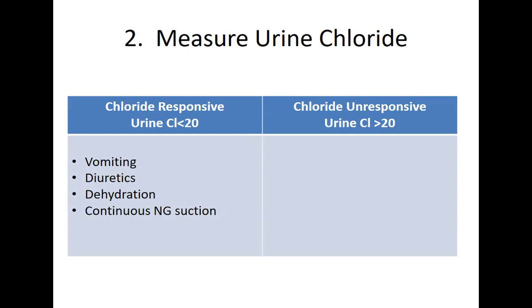There's chloride responsive and chloride unresponsive metabolic alkalosis. The chloride responsive is what you're most likely going to see. That's due to the diuretics or dehydration or vomiting. The chloride unresponsive is only in the setting of pure hypokalemia or a hyperaldo state.